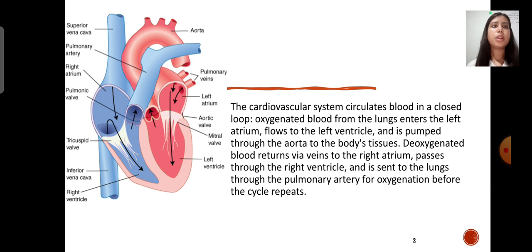So, starting with the cardiovascular system, which circulates the blood in a closed loop, oxygenated blood from the lungs enters the left atrium, flowing to the left ventricle, and is pumped through the aorta to the body tissues. Then the deoxygenated blood returns via the veins to the right atrium, passing through the right ventricle, and it is sent to the lungs through the pulmonary artery for oxygenation before the cycle repeats itself.